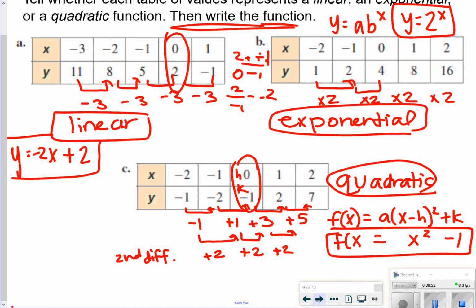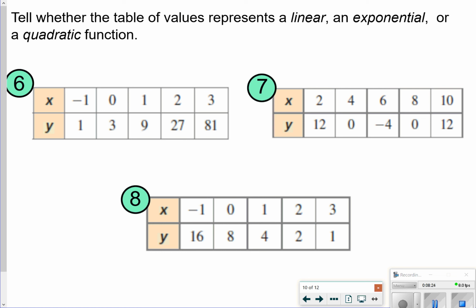so my function would be f of x is equal to x squared minus 1. So here are the last 3 that you're going to try. All you're going to do is just tell whether the table of values represents linear, exponential, or quadratic functions. Let's go ahead and pause here so you can try 6, 7, and 8, and once you're done, click play to check your work.